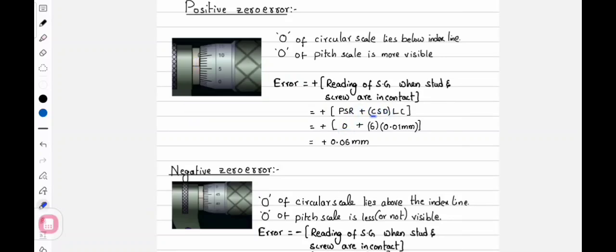CSD means circular scale division, or head scale division, whatever it is. Which division is coinciding with 0 here? You have to count from 0: 0, 1, 2, 3, 4, 5. The 6th division is coinciding, so take it as 6. Least count anyway you got. So that is the error.